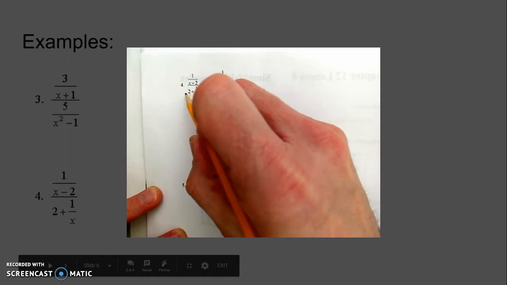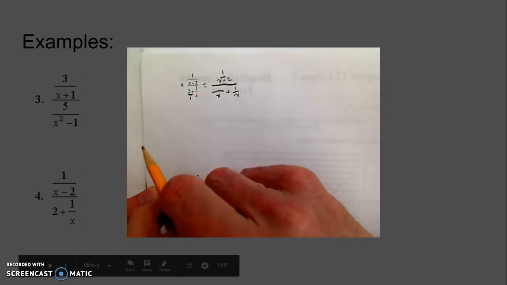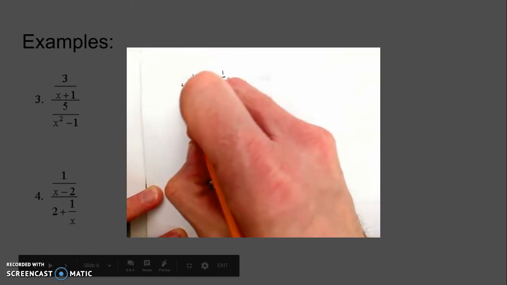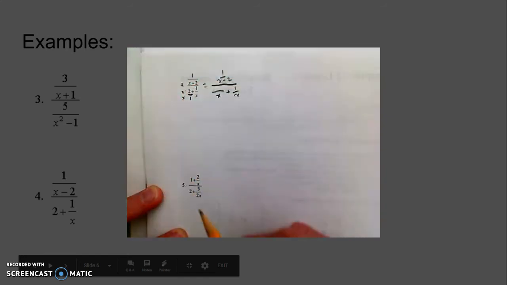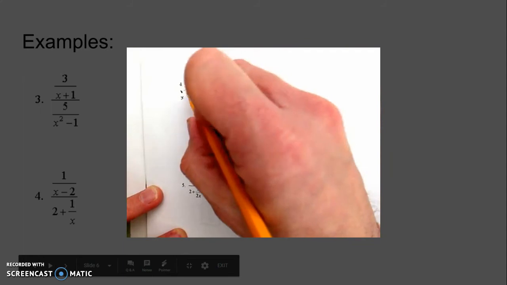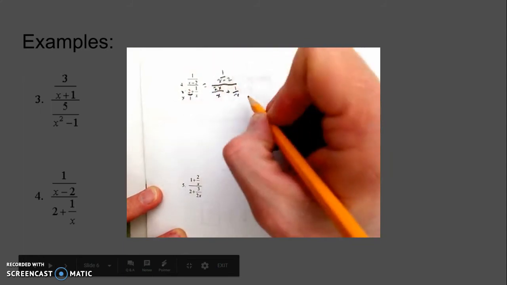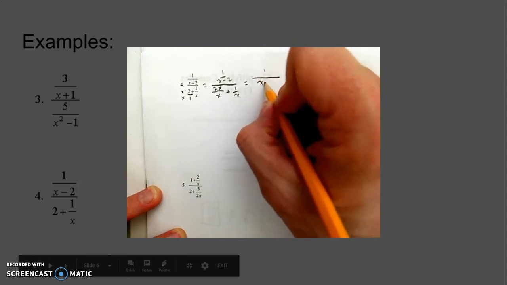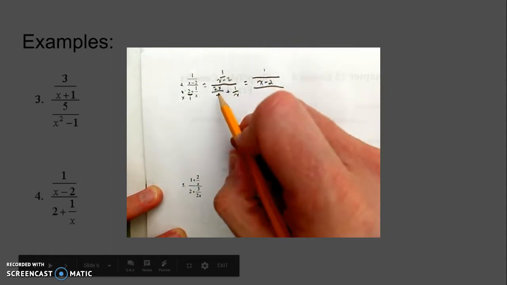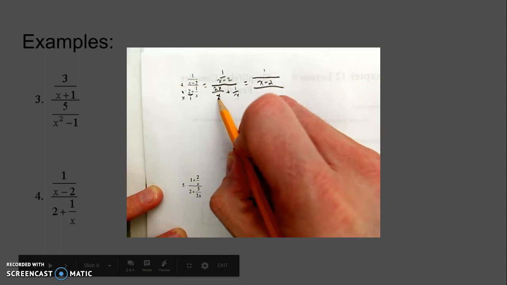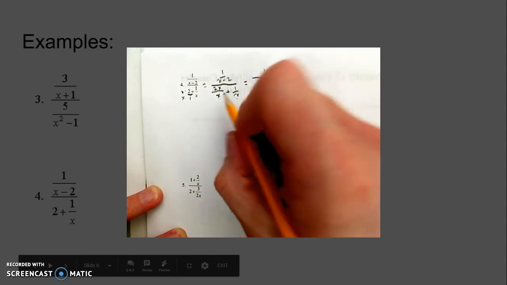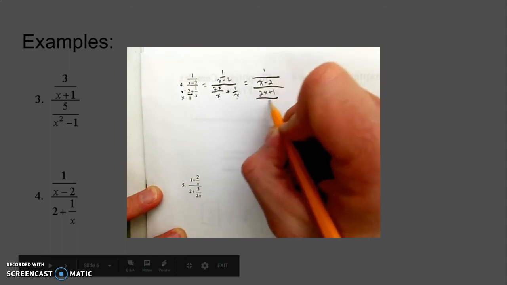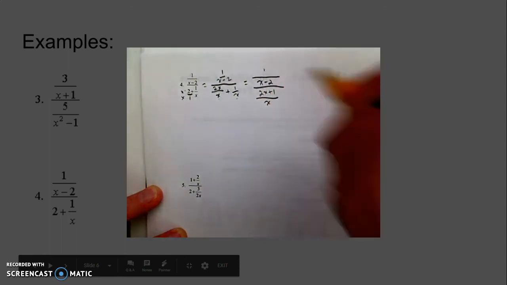Well, right now, I can think of that as 2 over 1. Its denominator is 1. I need it to have a denominator of x, so I'm going to multiply the top and bottom of that expression by x. So I'm going to have 2 times x over x. Let's now simplify a little bit more. 1 over x squared. And my denominator now, these two fractions have the same denominator, so I can add the numerators: 2x plus 1 over x.